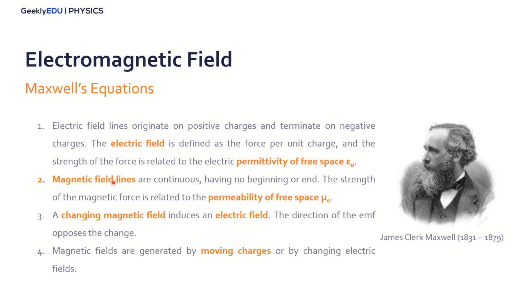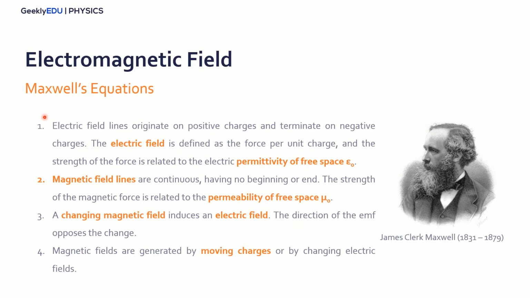The second thing he discovered is that the magnetic field lines are continuous, having no beginning or end, and that the strength of the magnetic force is related to the permeability of free space. The third thing is that a changing magnetic field induces an electric field, and the direction of the electromotive force opposes this change. And finally, magnetic fields are generated by moving charges or by changing electric fields.